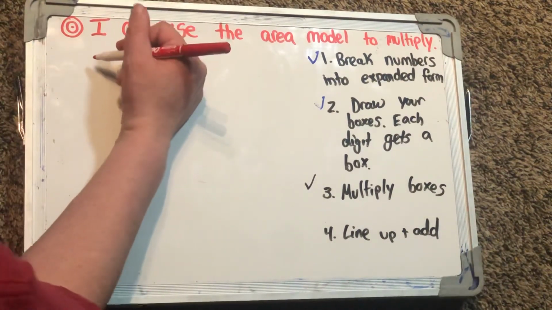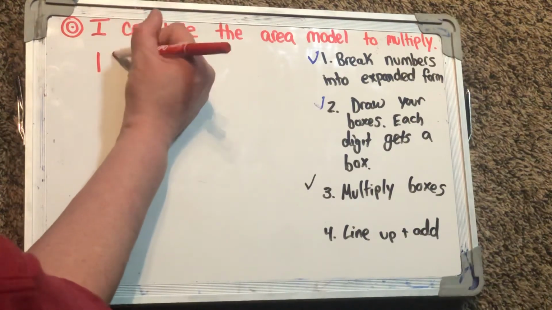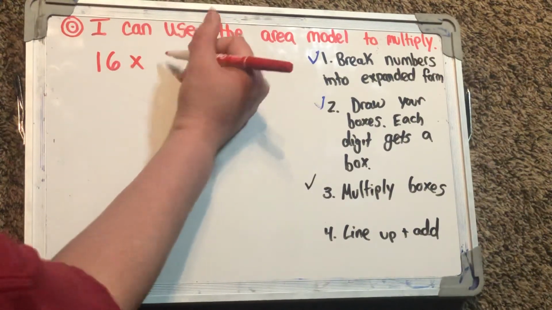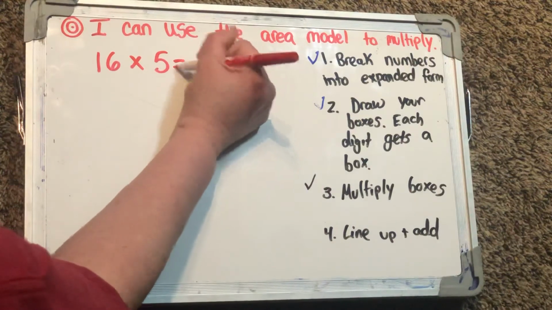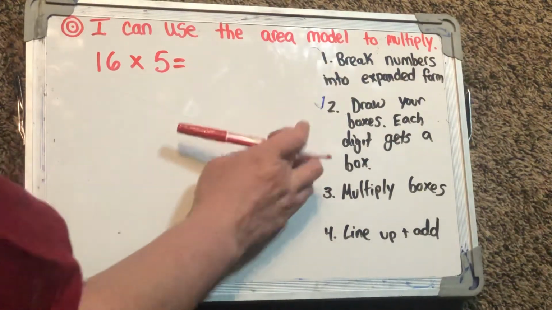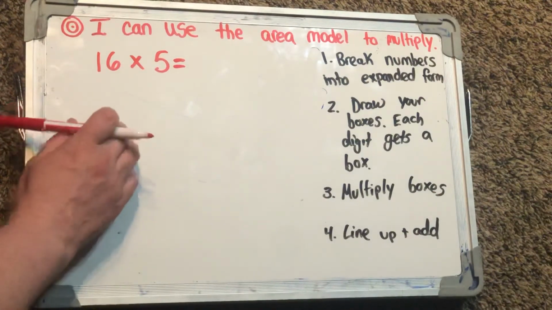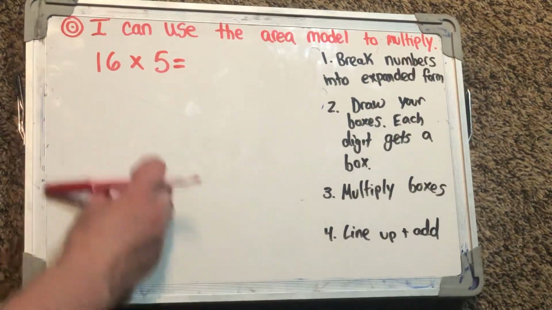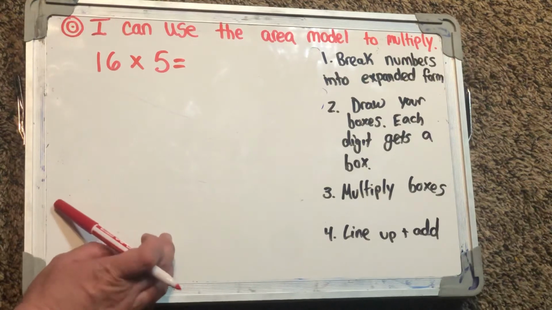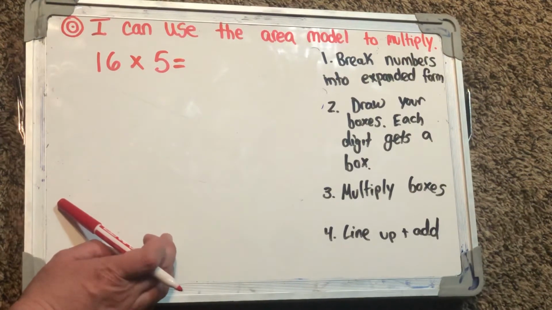I want you to do for me 16 times 5. So I'm going to erase these check marks because we're doing a new one. This is the last one we're going to do. I'm going to help you get it set up, and then you are going to solve it. And when you're done, you're going to take a picture of your whiteboard and send it to me.